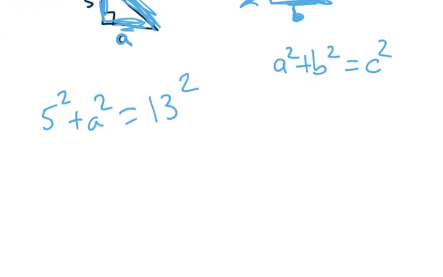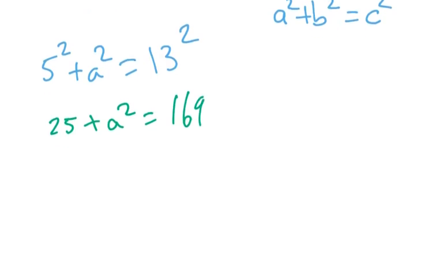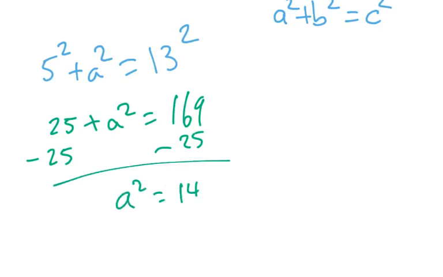So solving 5 squared, that's 25, plus a squared equals 13 squared is 169. And so if I subtract 25 from both sides, a squared equals 144. And to get rid of the square, we square root it, and a is going to be 12.